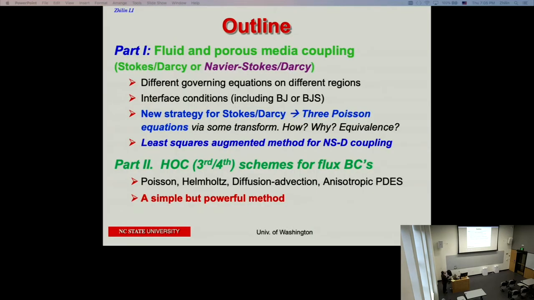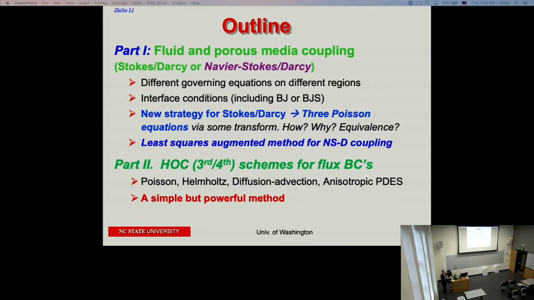The first part is, suppose I have a fluid and I have a porous media. For the fluid, it's incompressible, so either we can use the Stokes equation or the Navier-Stokes equation. Then for the porous media, I simply use Darcy's law. The key for this problem is that they have different governing equations on different regions, and there's an interface boundary condition between the fluid and the porous media, which is called the BJ or BJS condition.